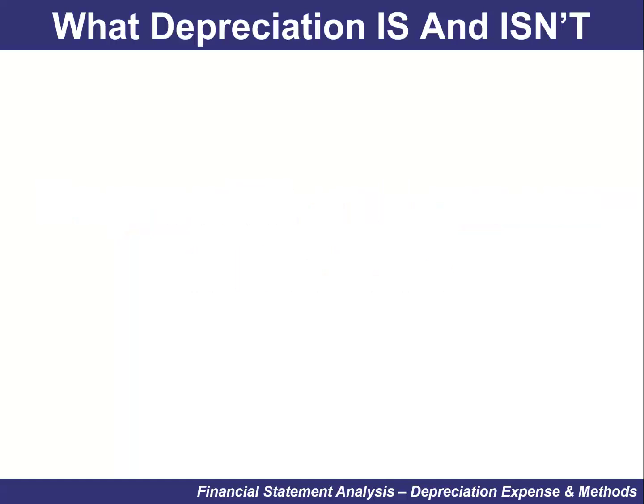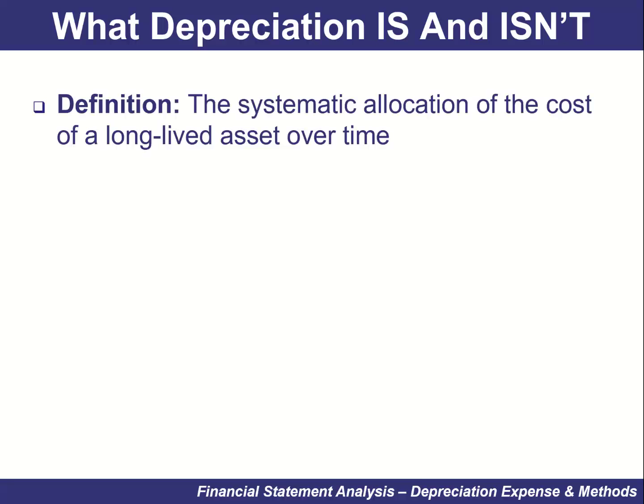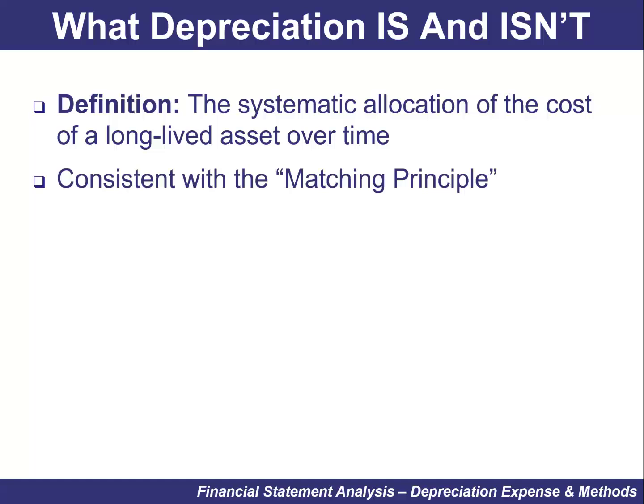Let's start by getting into what exactly depreciation is and, just as important, what it isn't. The technical definition of depreciation is the systematic allocation of the cost of a long-lived asset over time. It's a bit of a mouthful, so let's unpack it. First off, why do we have to allocate the cost of an asset over time? Well, it's because of something called the matching principle.